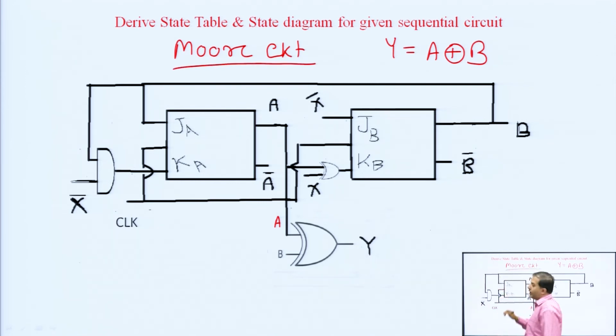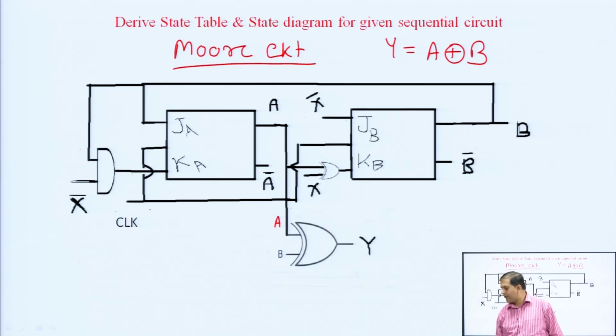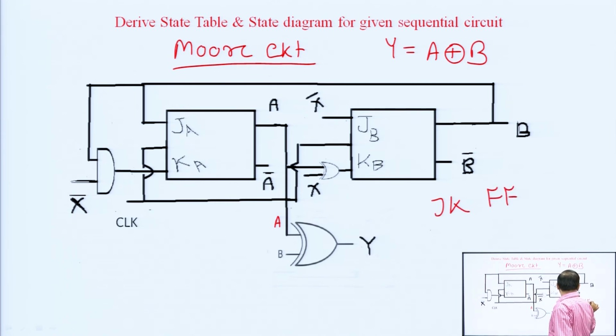First your work is to find out which circuit is given, and for which type of circuit we are going to make the state diagram or state table. So, it is a Moore circuit, right, because the output depends on the present state of the flip flops. Okay. Next, what type of flip flop is given? JK flip flop. Here JK flip flop is given.